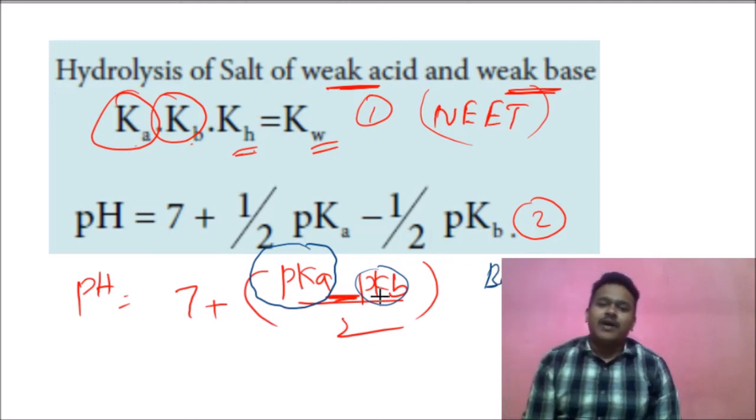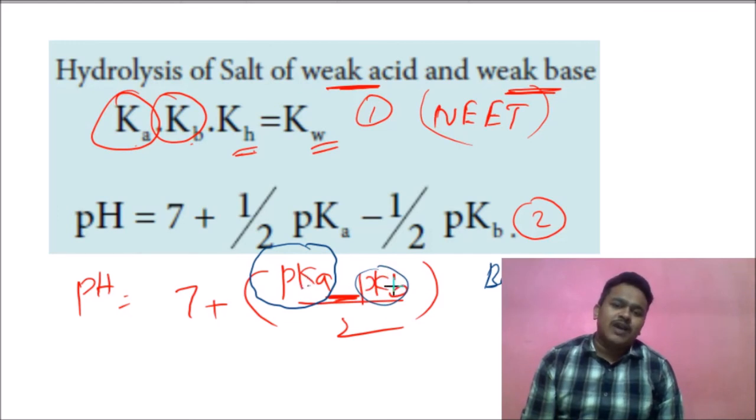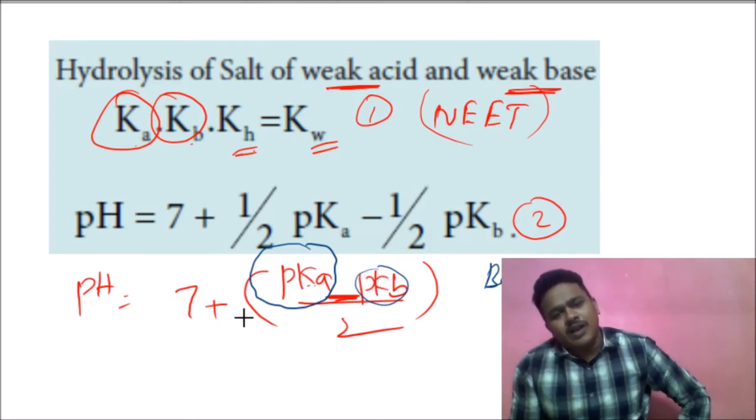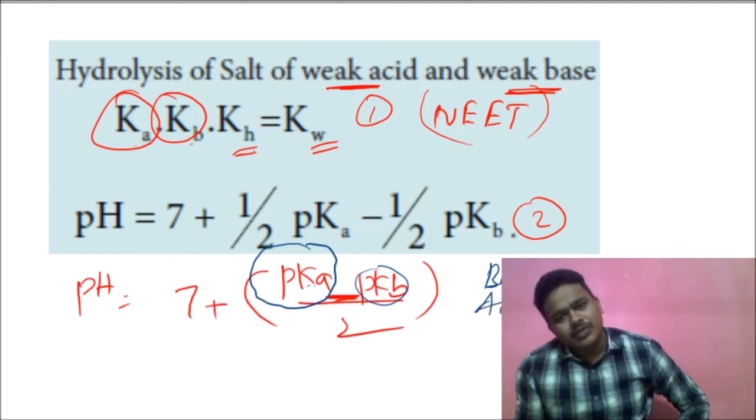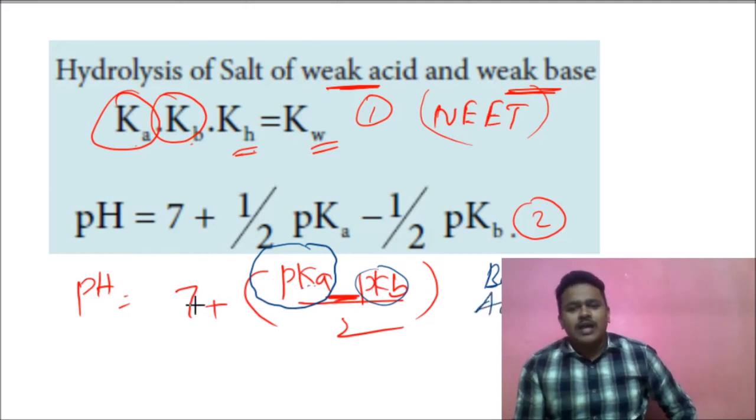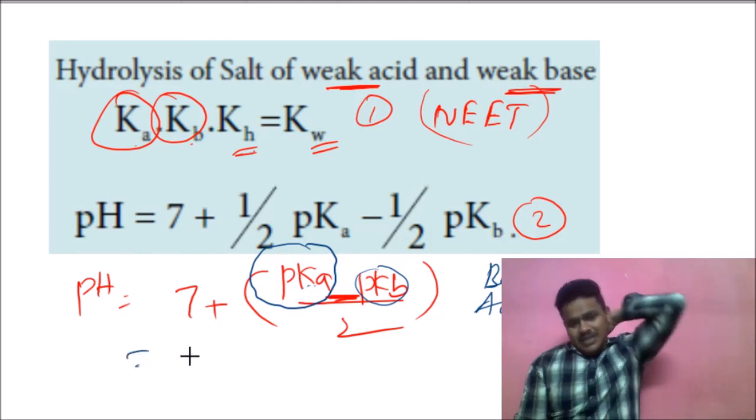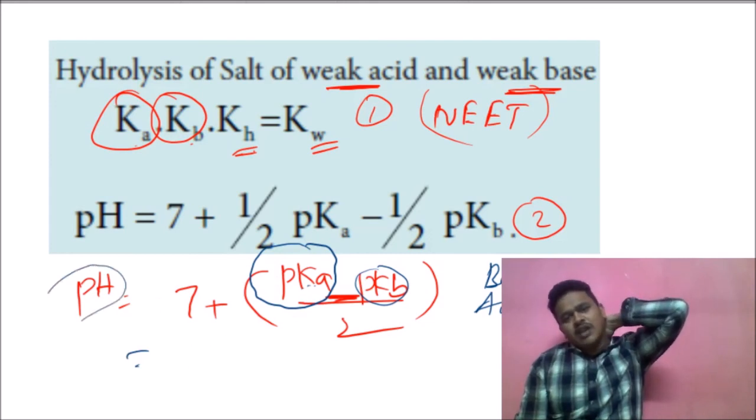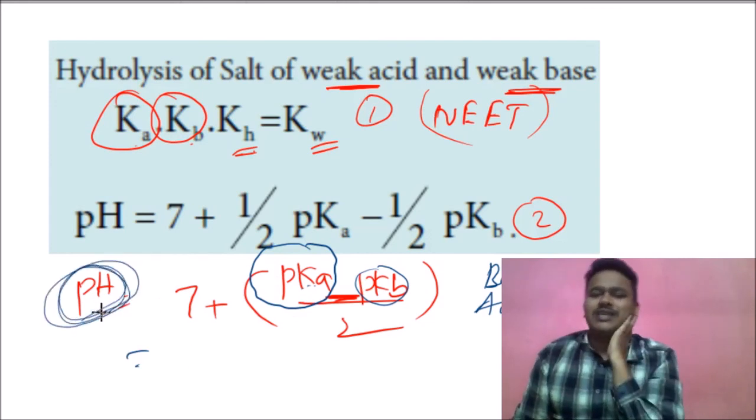If the pKb value is more, then less value minus more value, some negative value will come. We are going to subtract that from 7, at that time the solution will be acidic. So no problem, you remember this formula. Based on the resultant value, if it is greater than 7, that will be basic in nature. If it is less than 7, that will be acidic in nature.